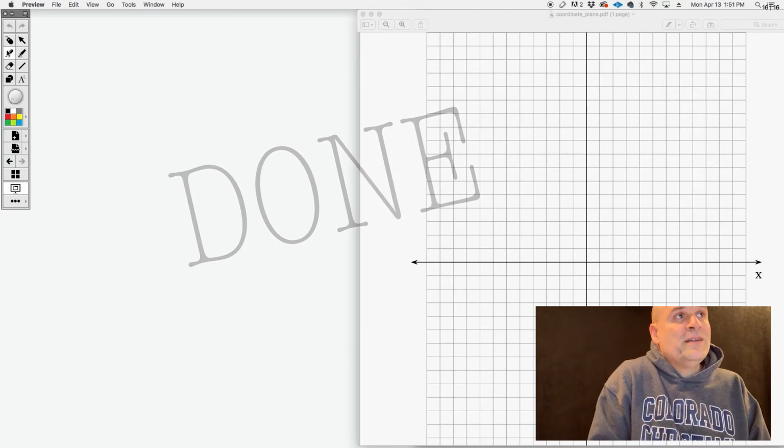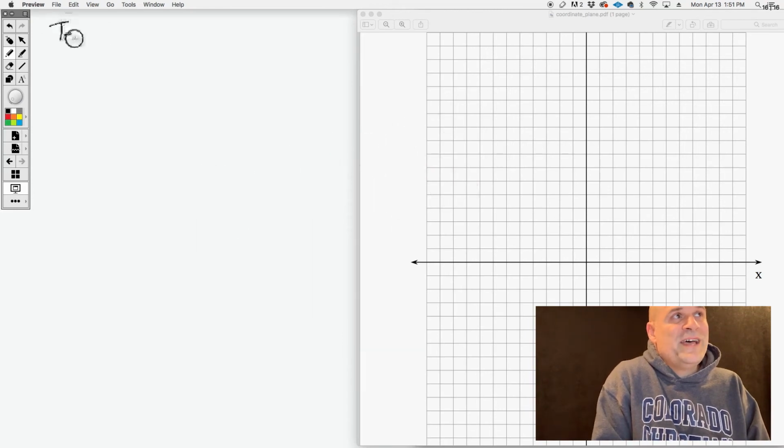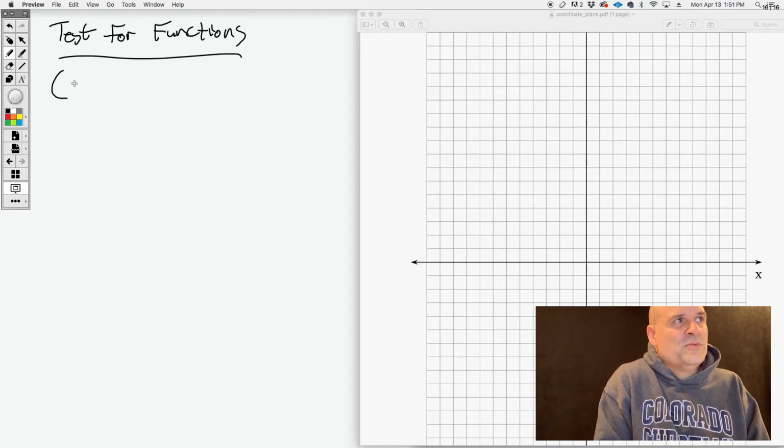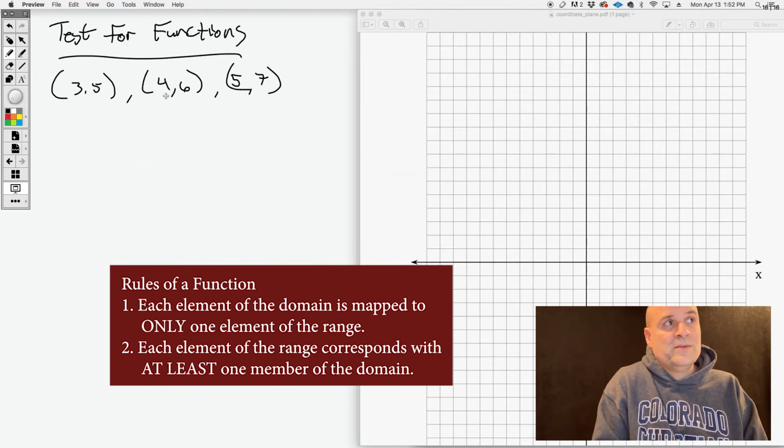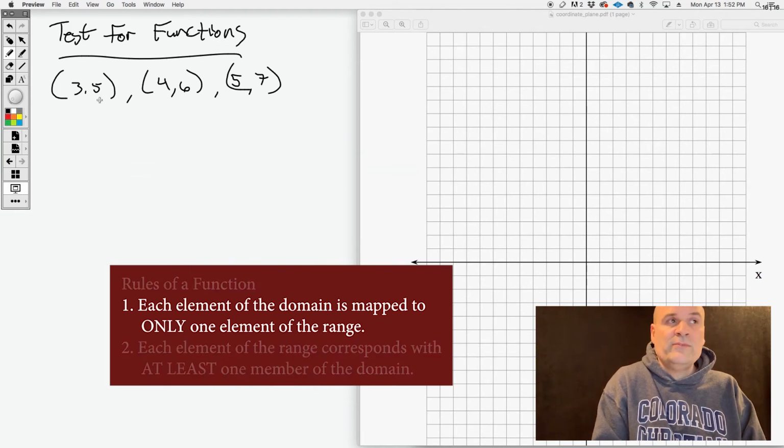Okay, the next part of this lesson is another test for functions, okay? So remember, when we had functions like this, like when we had 3 going to 5, 4 going to 6, 5 going to 7, that was a function because the 3 only went to 5, 4 only went to 6, so there was only one y value for every x value.